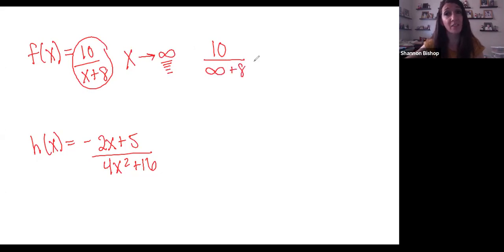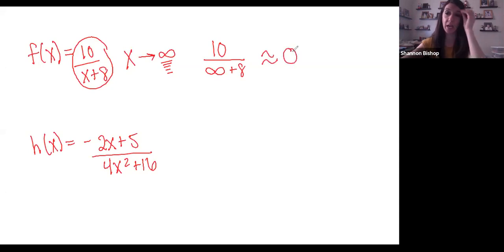Now, in the scheme of things, the plus 8 is pretty insignificant. What you have essentially in front of you is 10 divided by something huge. Okay, guys, think with me here. What is 10 divided by huge? Practically nothing. 10 divided by huge is pretty much 0.